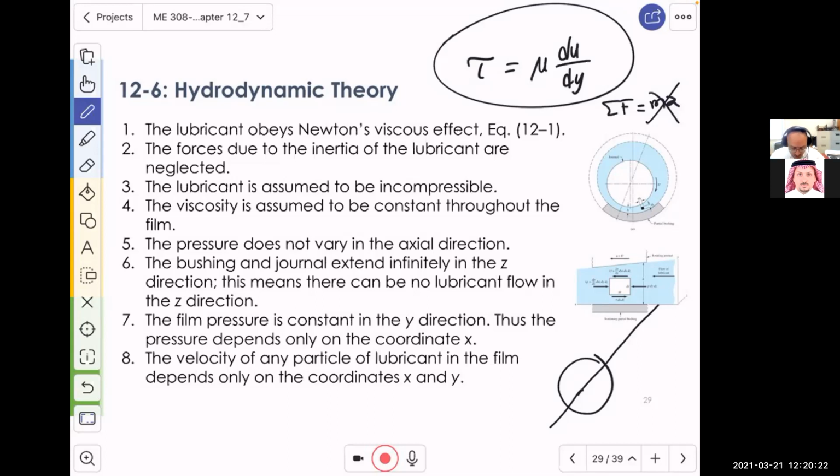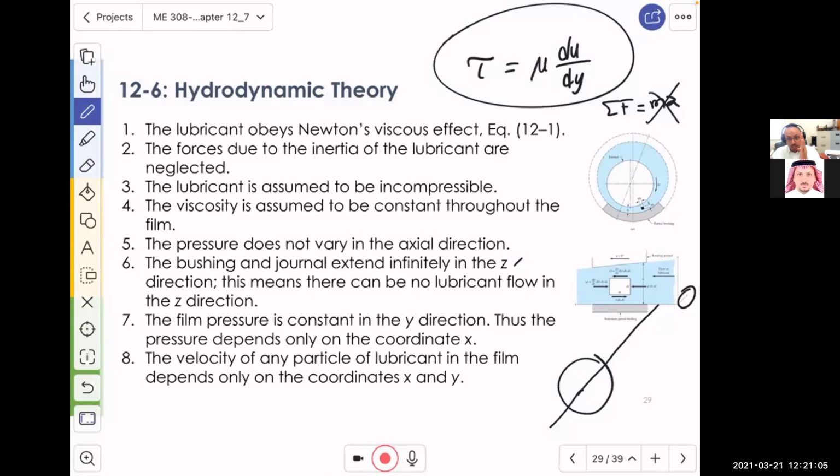You see that? And then he said that the bushing and the journal extend infinitely in the z direction. This is the z direction. So the depth, we can imagine that this goes forever. This makes the problem more simplified. This means that there can be no lubricant flow in the z direction. The film pressure is constant along the y direction. That little tiny H0, okay? Across that H0, the pressure is always the same if you go in the y direction.